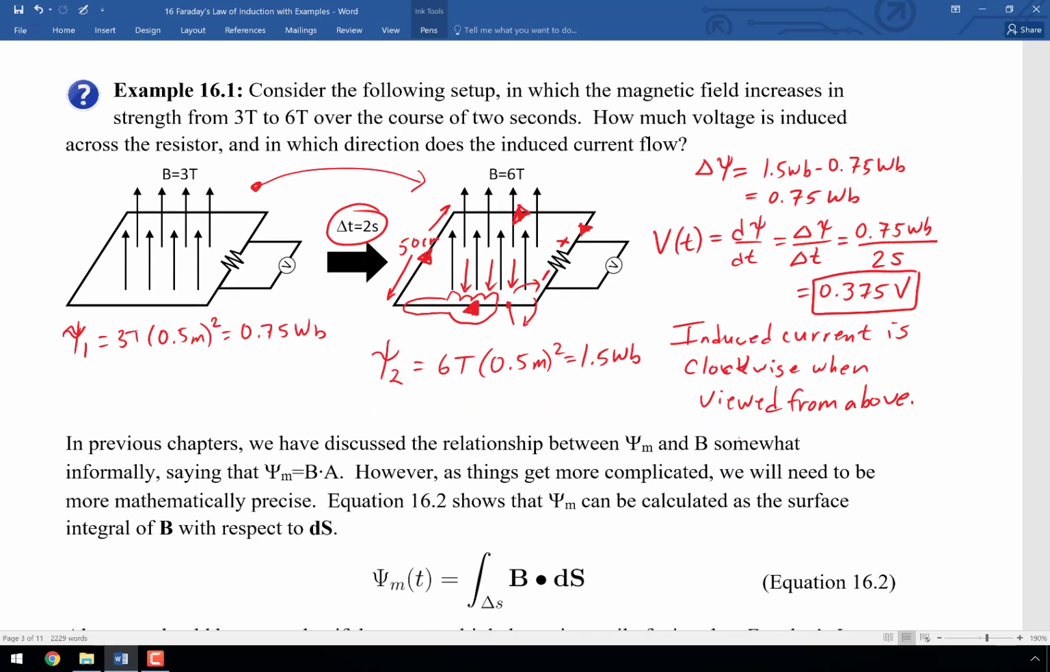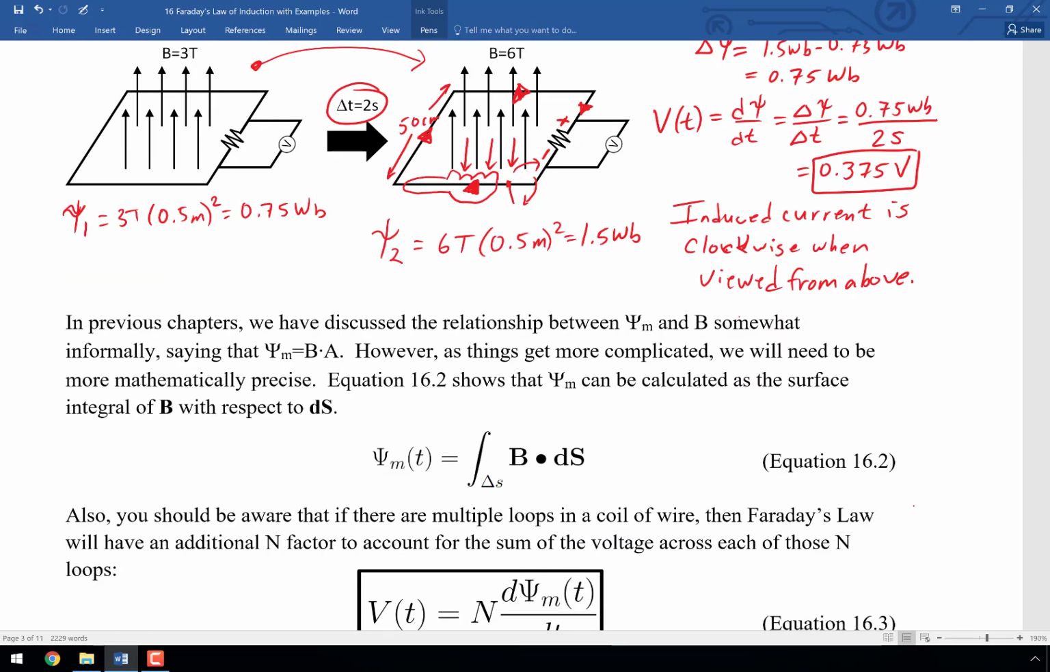from above. So in previous chapters, we've always said that psi is just equal to b times a, but things are about to get more complicated, and so we need to be more mathematically precise. And it's not just correct to say that it's just b times a. It is the surface integral of b dot ds. And so, of course, if b is constant over the surface, then it would just become b times a, as long as b and ds are in the same direction. Remember that ds is perpendicular to the surface, and if b is also perpendicular to the surface, and if b is not changing over the entire surface, then it just reduces down to b times a.